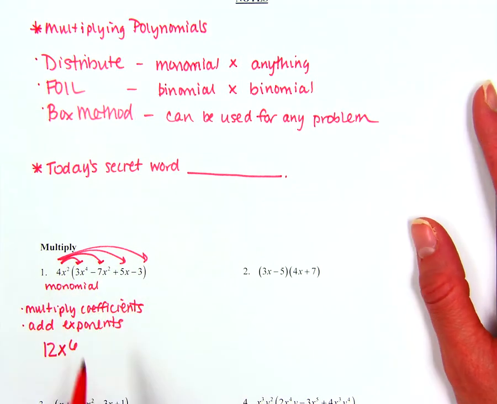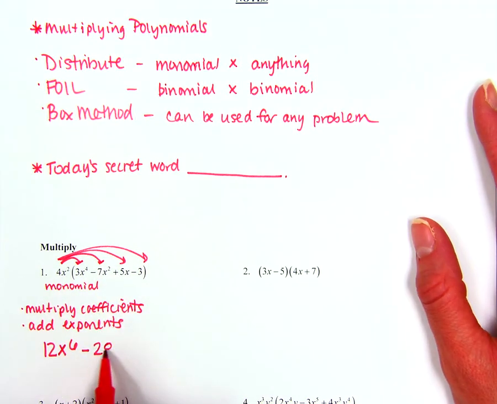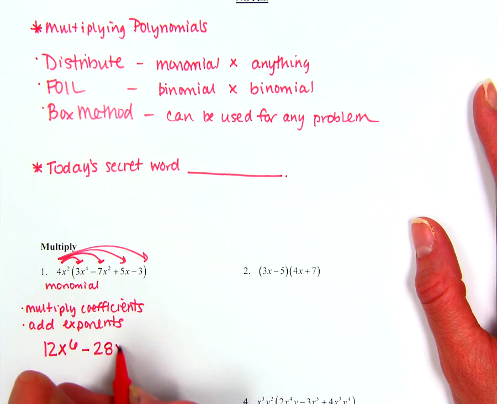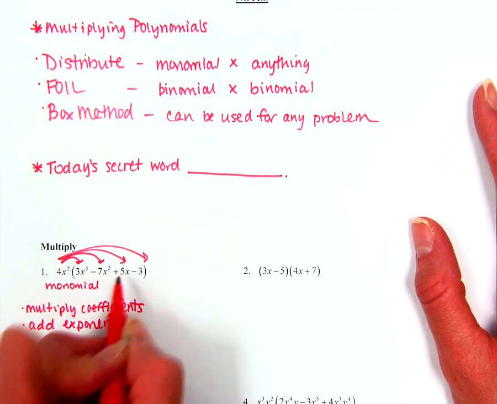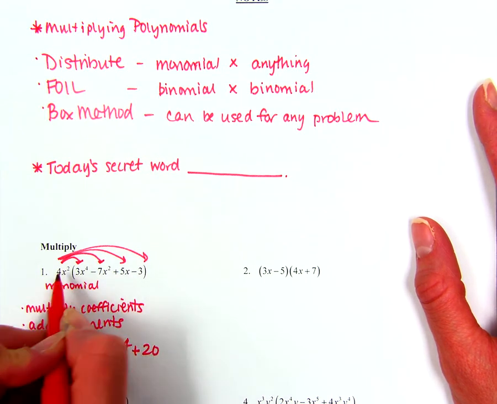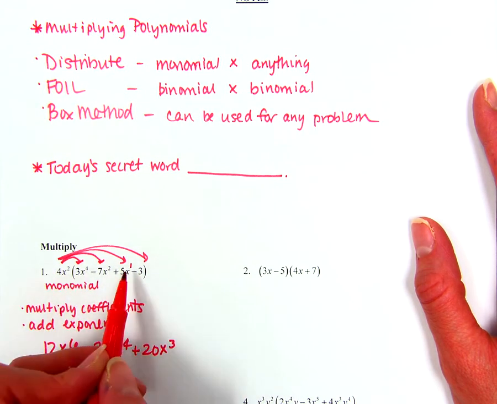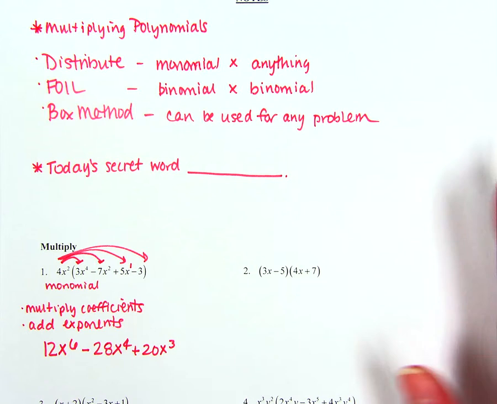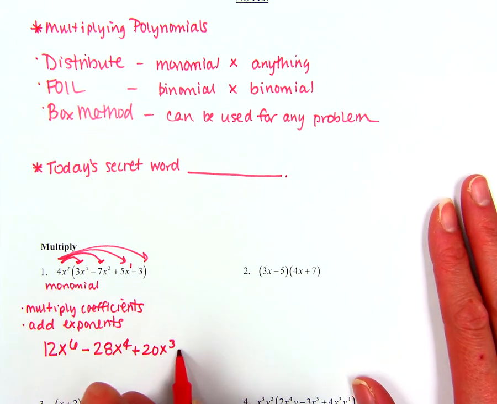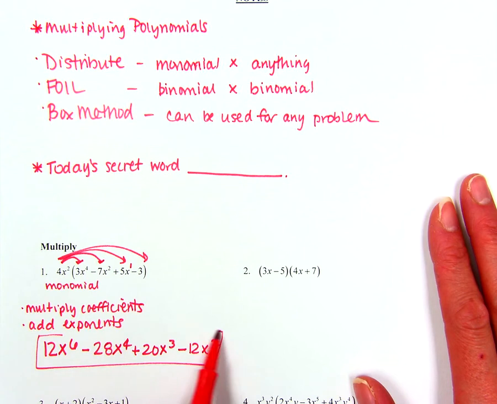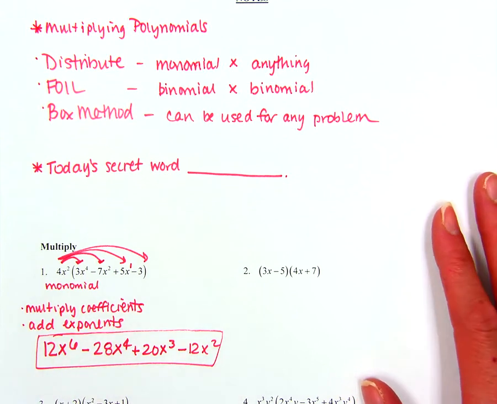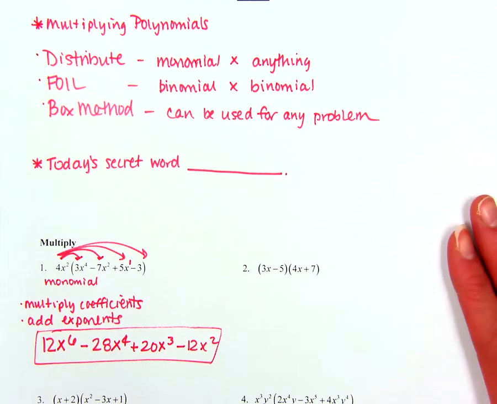So 4x squared times negative 7 is negative 28. X squared times x squared is x to the fourth. 4 times 5 is 20, and x squared times x, that's x cubed, because x squared and x to the first, if I add the exponents, I get x to the third. And then 4 times negative 3 is negative 12x squared. And then just make sure that whatever you have is in descending order. Usually it already is. If not, you can rearrange it.